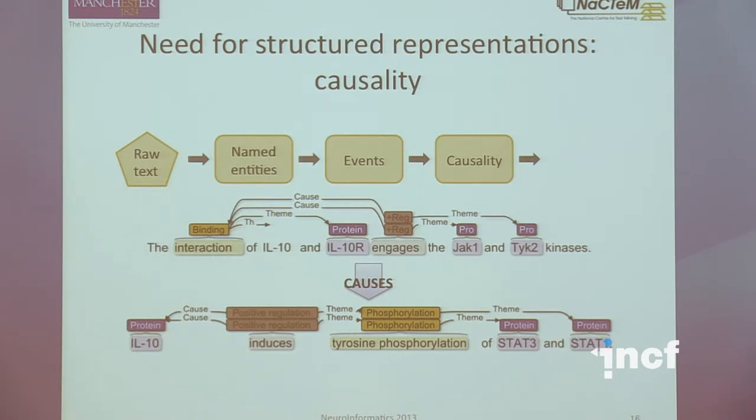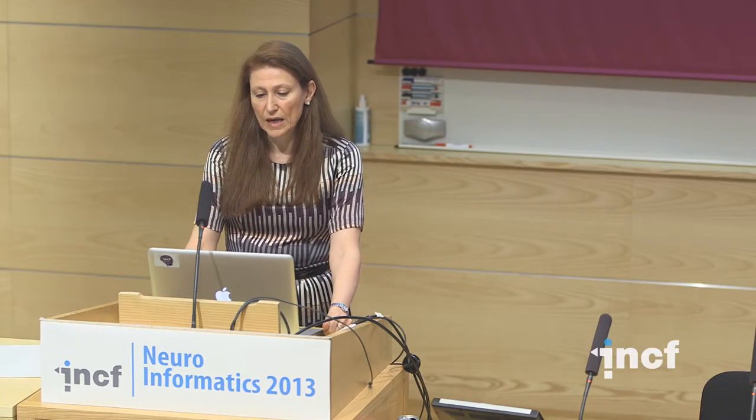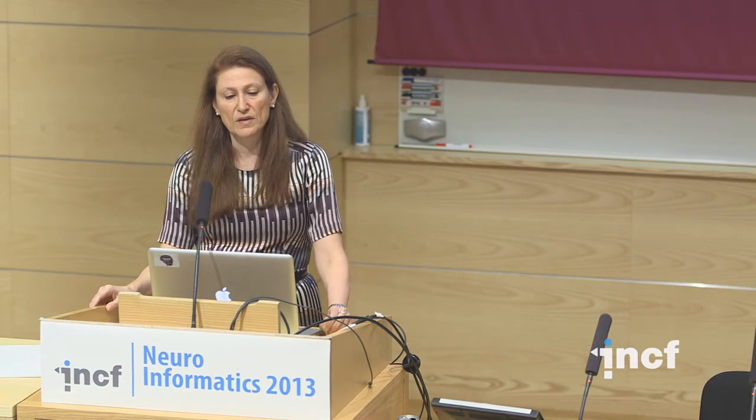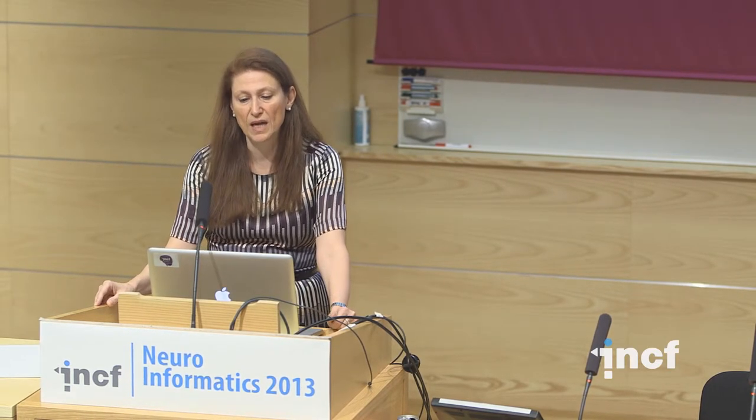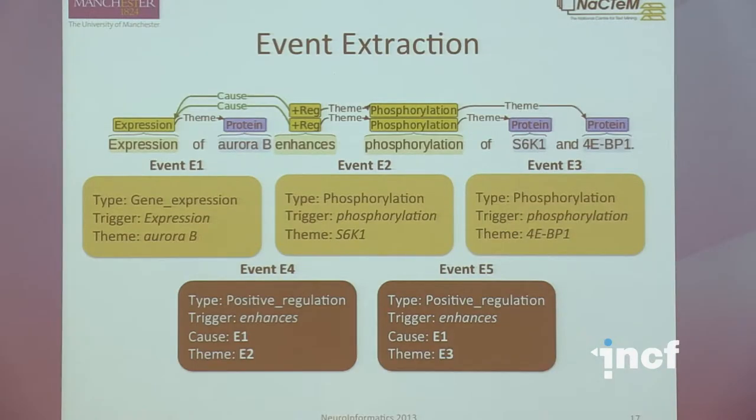But to do that, we have to go beyond the strings in text. I will just spend a bit more time on event extraction. If we take another sentence about expression of Aurora B enhances phosphorylation of S6K1, we have triggers, and a type of event, which is gene regulation. Normally we have triggers, something that tells us that this event is about expression. And what we call the theme is the patient, what is caused by this event, by gene expression.